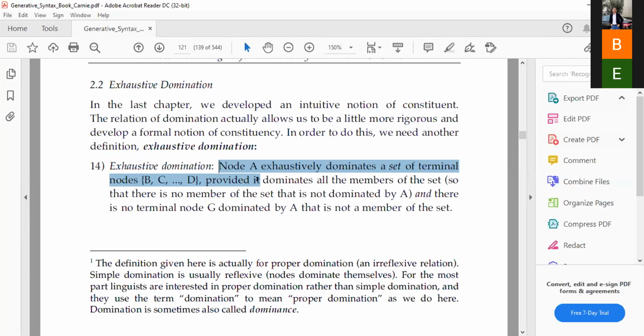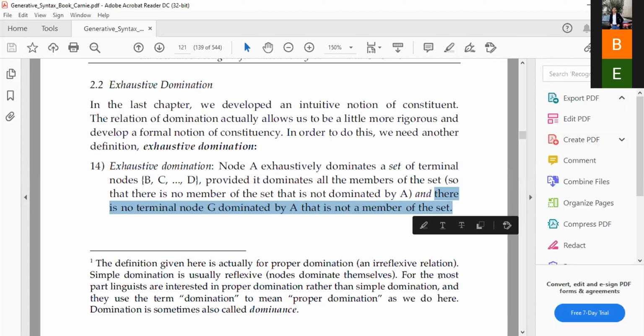Condition one: node A dominates all members of the set. So if A dominates B and C and D, then there is no member of the set that is not dominated by A. Condition number two: there is no terminal node G dominated by A that is not a member of the set. We will explain this later. So we have two conditions, right?